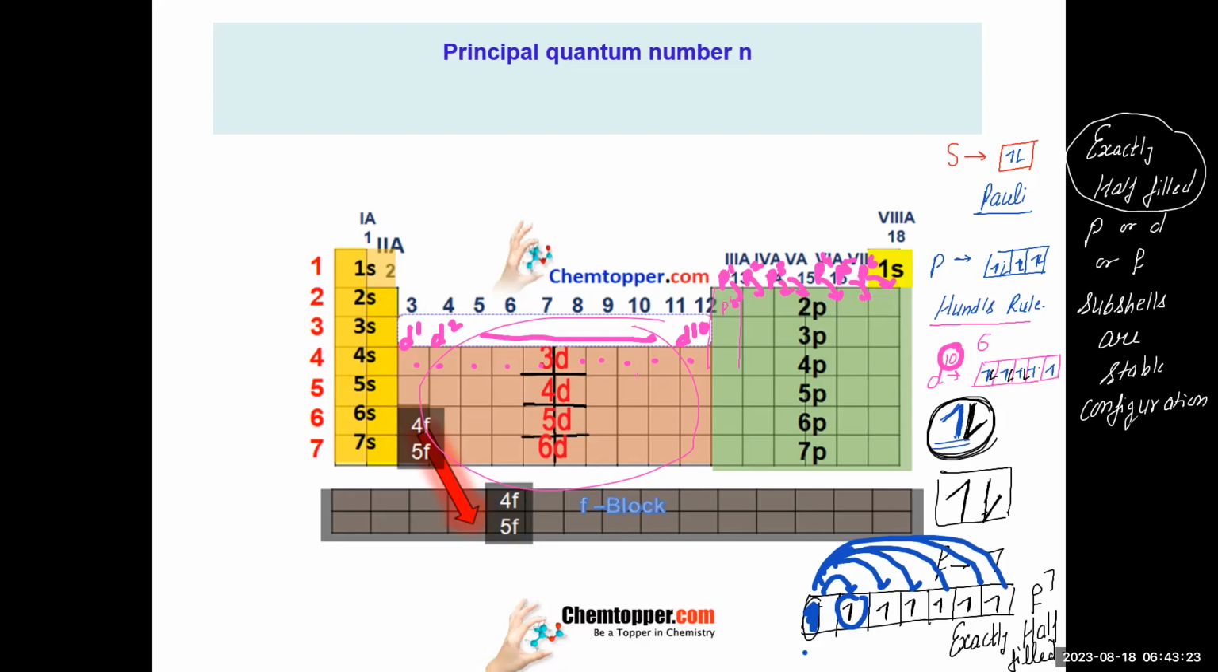So what is exactly half filled P? Can we make it? P has 3 orbitals. So make 1 electron here, 1 electron here, 1 electron. Yeah, P3. Exactly half filled D, make 5. Yeah, with parallel spins, Schuyler. You're getting it?